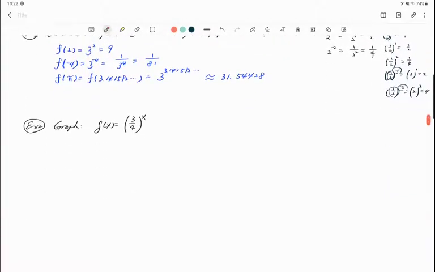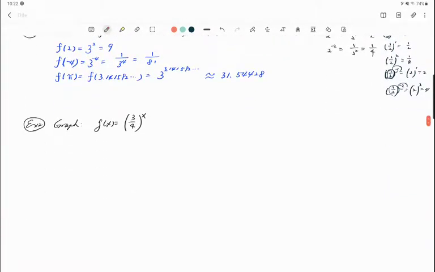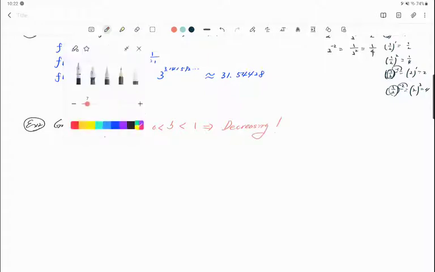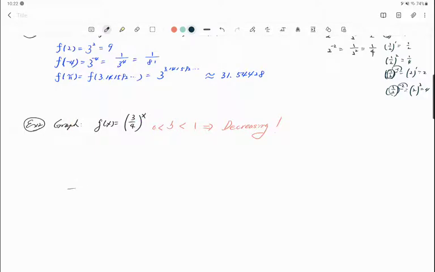Okay, so let's graph g of x equals 3/4 to the x. So look at this. The base is less than 1, right? And greater than 0. So this implies that the graph is decreasing. Right, it's decreasing. So here is the x-axis, y-axis. Then let's make some table.